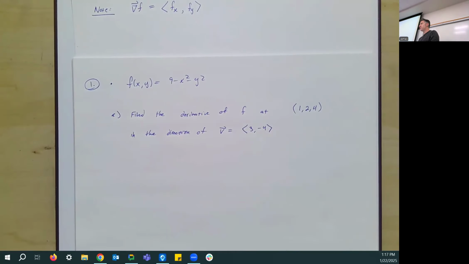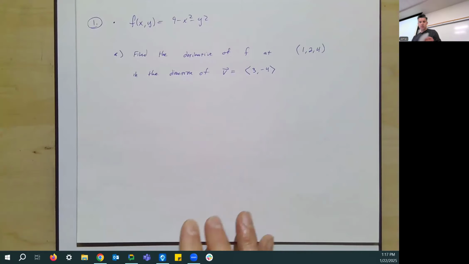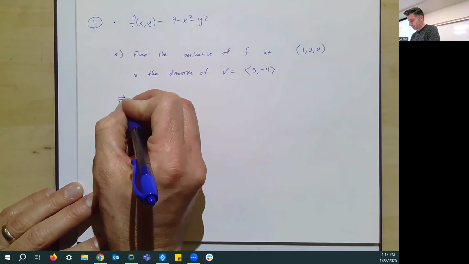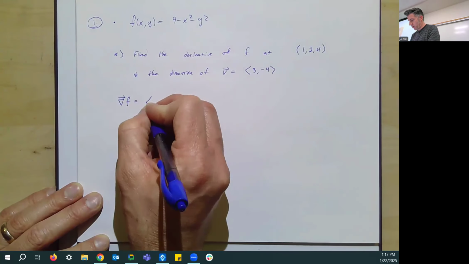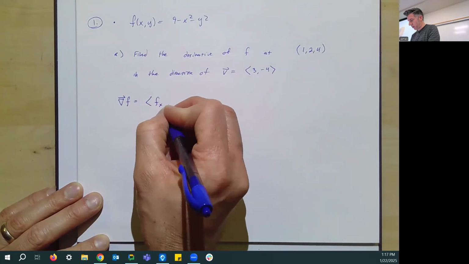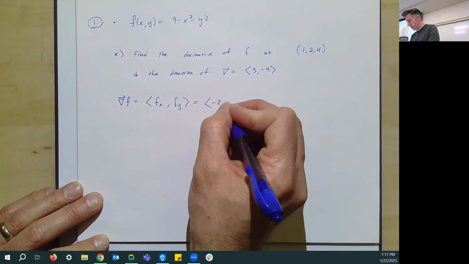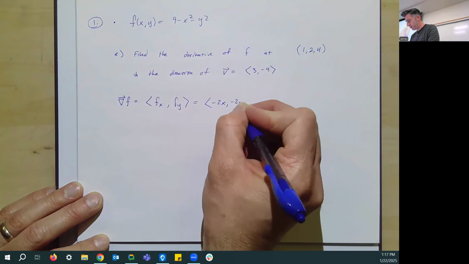So, relatively straightforward calculation, although it takes some practice. So first I'm going to find the gradient. The gradient is just going to be the partial with respect to x, comma the partial with respect to y, which in this case is not too bad. It's negative 2x, comma negative 2y.